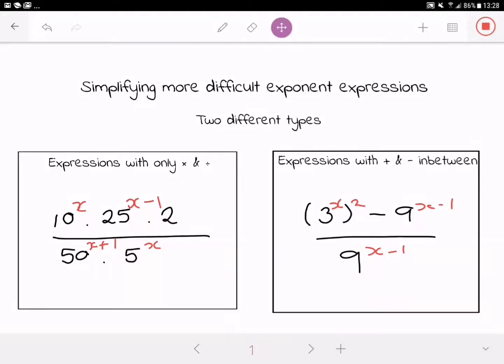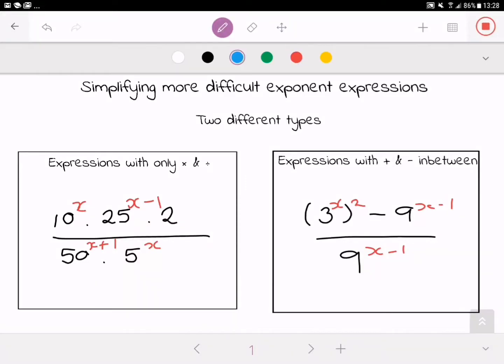Hi guys, today we're going to look at simplifying more difficult exponent expressions. So we have two different types. The first one is expressions with only multiplication and division inside the expression, and then we have expressions with pluses and minuses in between, which means we are creating different terms.